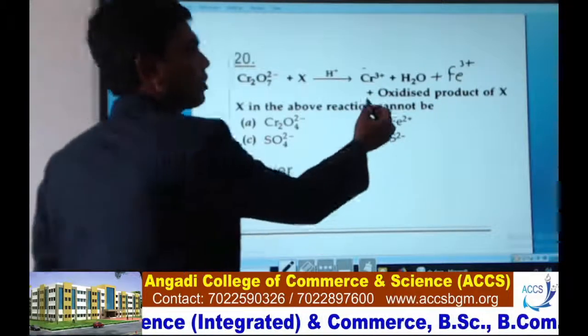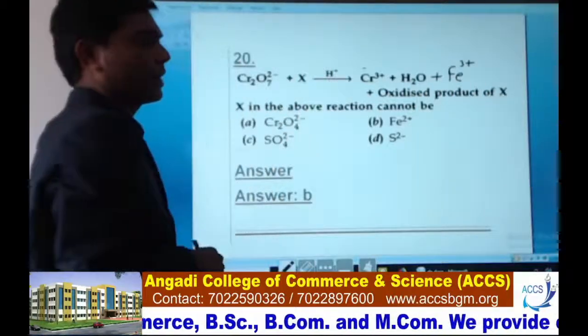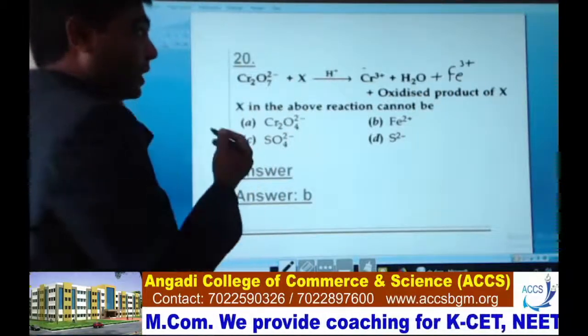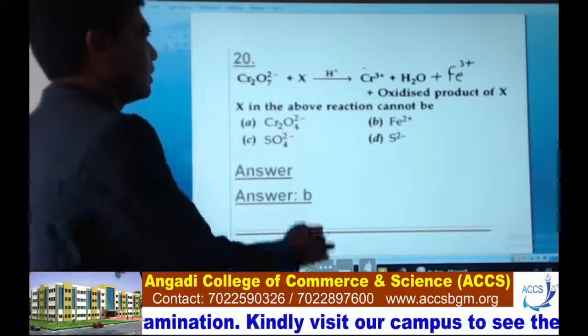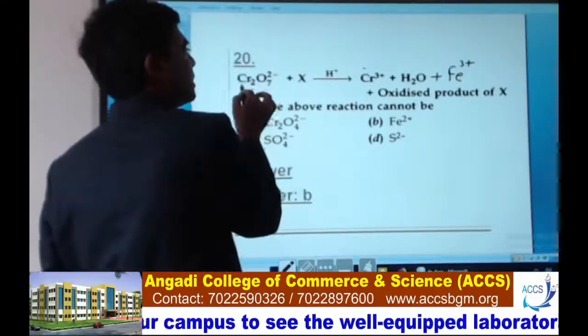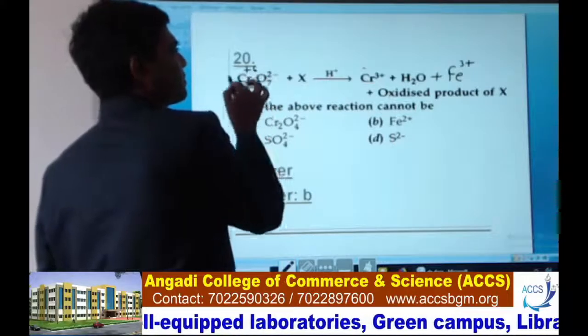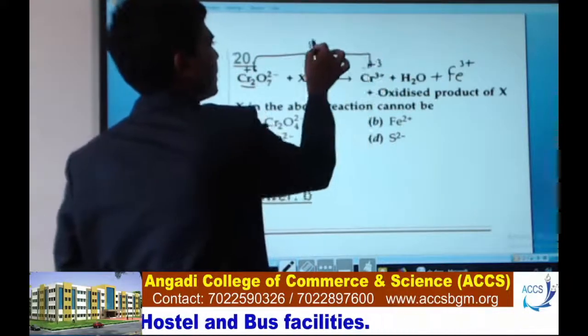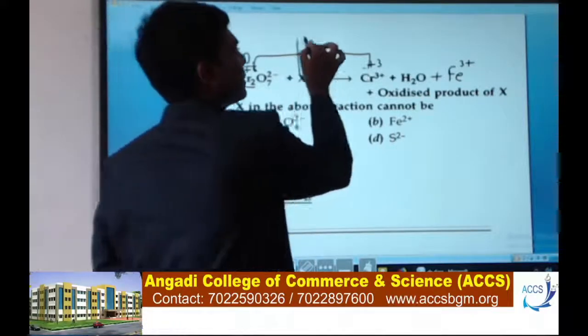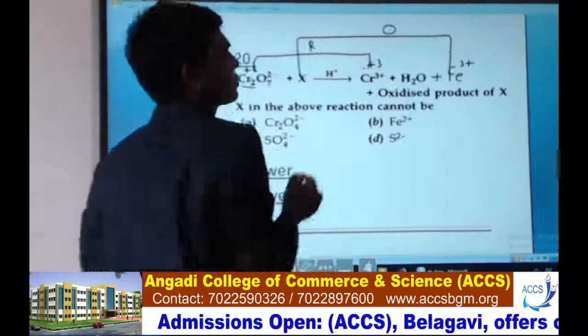He has given the oxidized product of X. Okay, that is the clue. But you can take any of the metals; I have taken Fe to make it easy. So which will be the reaction? Here the charge of this one is plus 6. Its charge is plus 3. It underwent reduction, which means compulsorily it is undergoing oxidation.